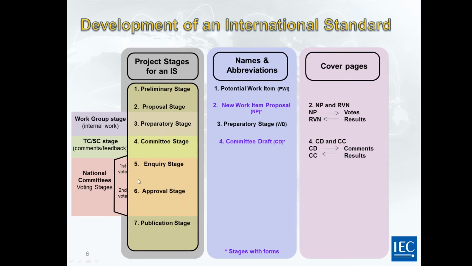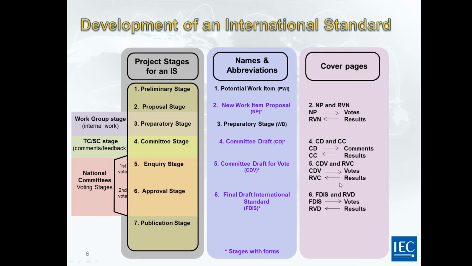And then we have steps number 5 and 6 with inquiry stage and approval stage. At both stages, we request the national committees to vote and approve the draft. The first vote is the committee draft for vote, CDV, and the result of voting on CDV is called RVC. The final draft international standard is FDIS, and the result of voting on the FDIS is RVD.